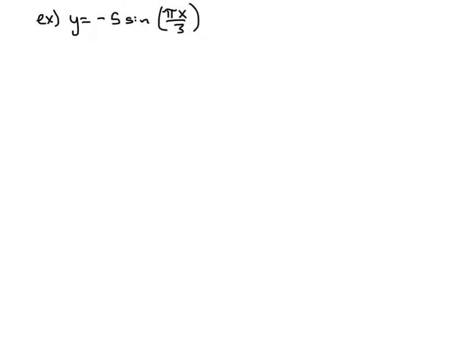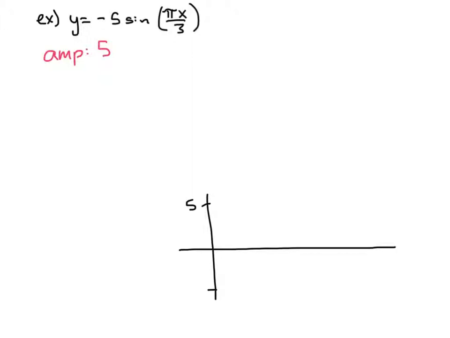Alright, so let's just do it one more time. y equals -5 sine of pi x over 3. Alright, so what's the amplitude of this function? -5. It's positive 5, because the amplitude is always an absolute value. Okay, so I'm going to start by plotting that. 5, -5.